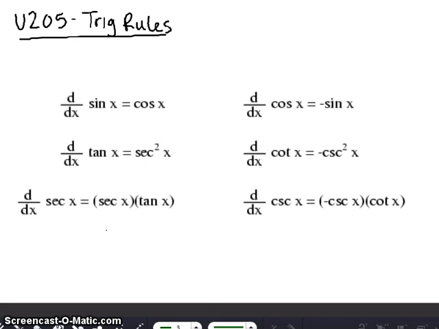Okay, in this video we're going to talk about Unit 2, Objective 5, which are trig rules. There's not a lot to the trig rules other than you just need to have your trig rules memorized. So here are the 6 trig rules for derivatives.